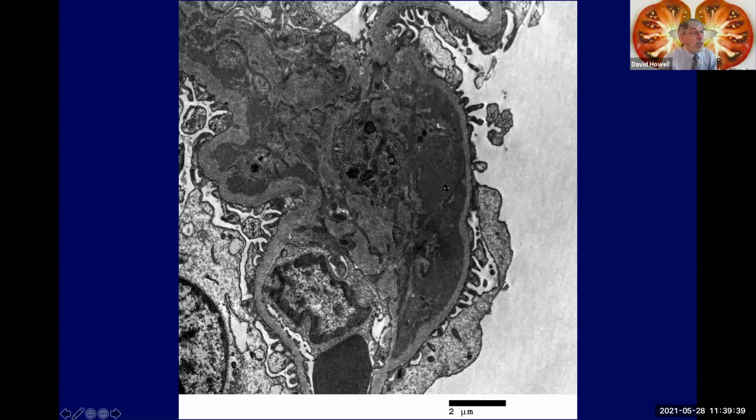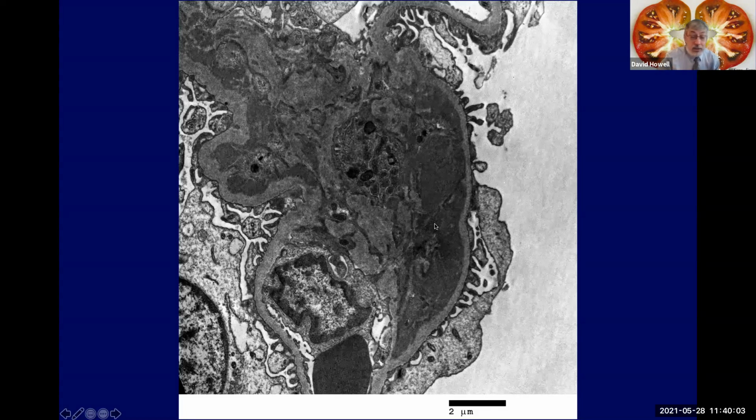Trouble is, it could be any of a number of things. Lupus nephritis has mesangial forms, as we heard very nicely discussed in a previous talk in this series by Andrew Chang at Chicago. And so this could be mesangial lupus. It could be IgA nephropathy. So we really don't know.